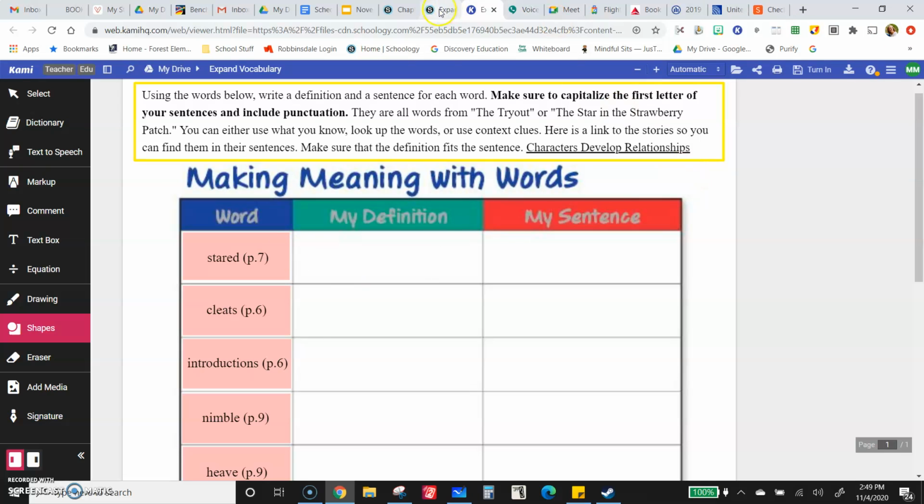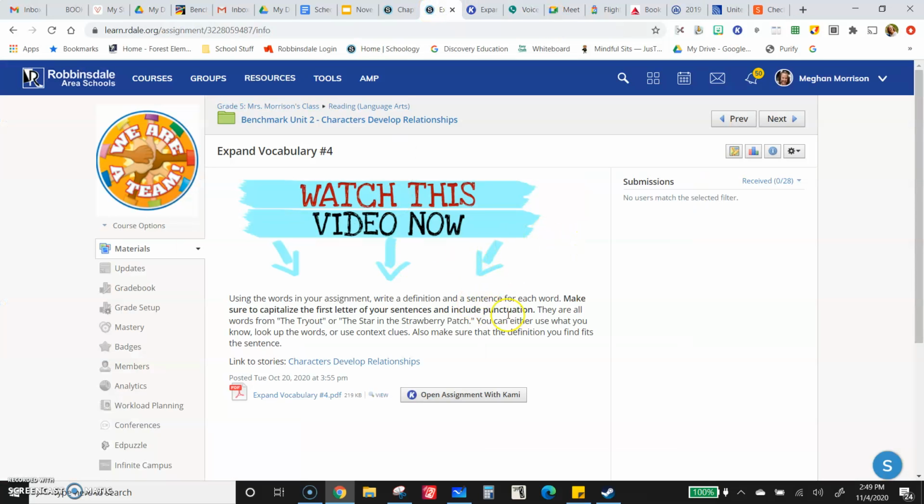All right. I think that is all I needed to tell you. So just do your best and really try to start incorporating these words into your vocabulary, both in your writing and in your speaking. Good luck.